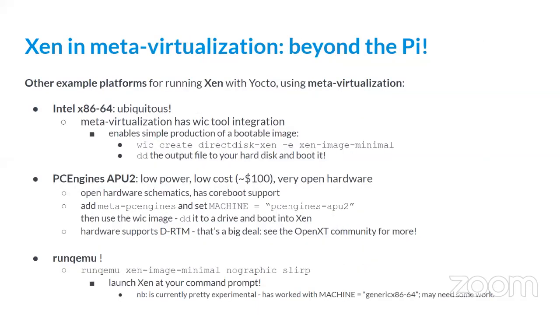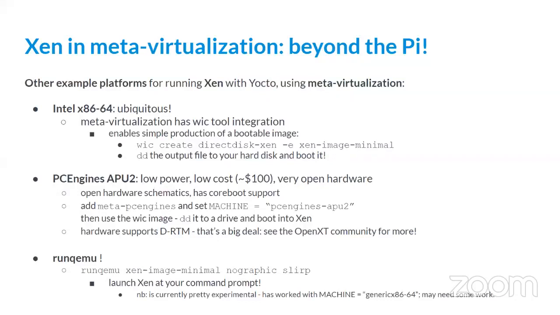So once you've decided that actually running it on a Raspberry Pi is pretty good, and you'd like to do it on some other hardware, there are some other options for things you can do. You can run it on a standard x86-64 Intel platform. That's what we do in the OpenXT project. Meta-virtualization has support for building a bootable disk image using the wic command, and then you can just simply dd that to your hard drive and boot it. It's quite simple and efficient.